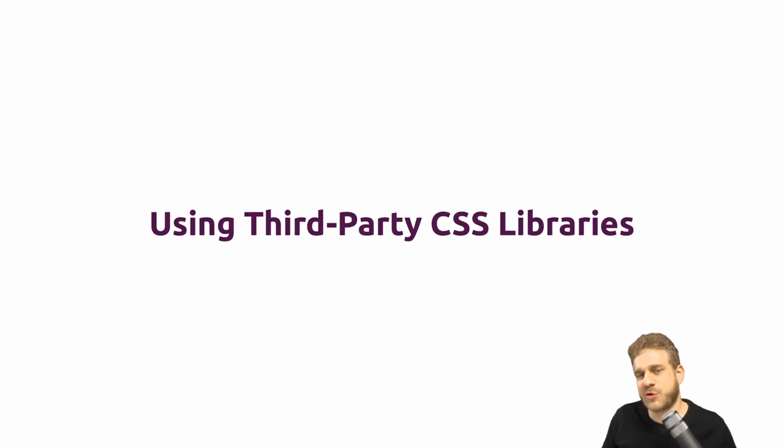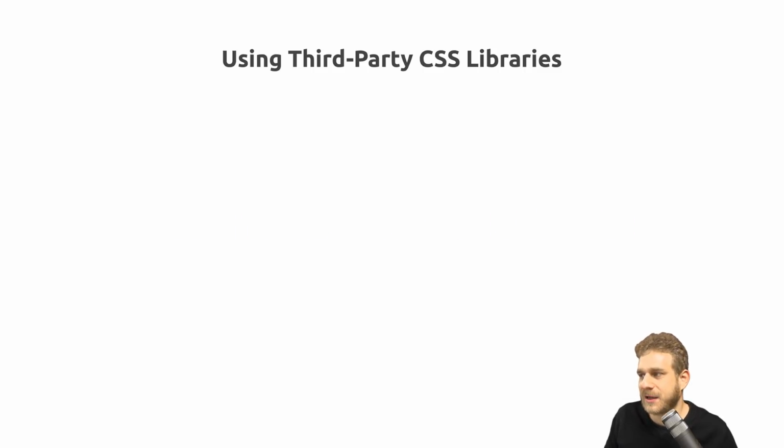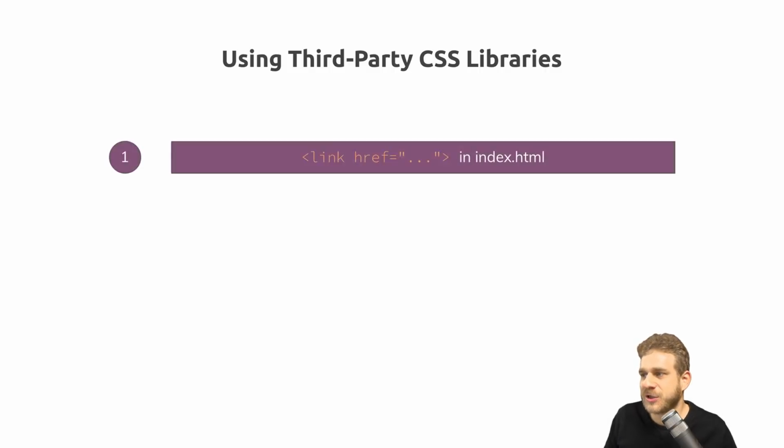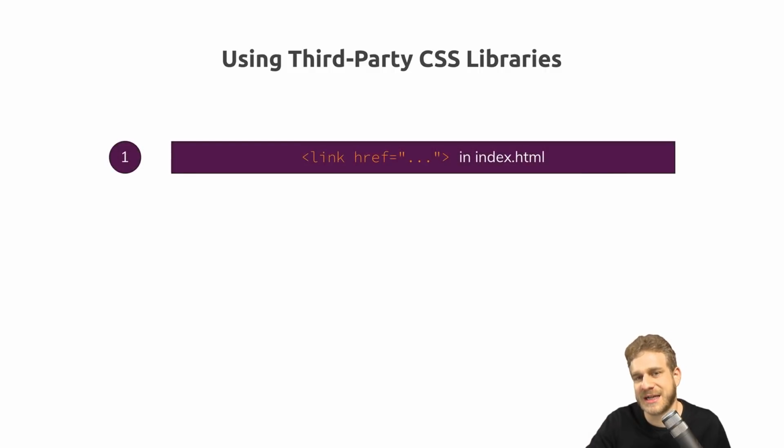I also often see the question how you can use third-party CSS libraries like Bootstrap in Angular apps. And there are two major approaches. The first one is simple. You throw a link ref in your index.html file, either pointing to a local file you downloaded or to a file hosted on some CDN.